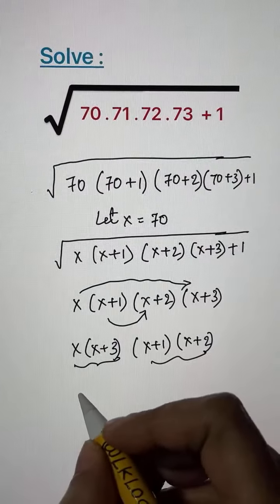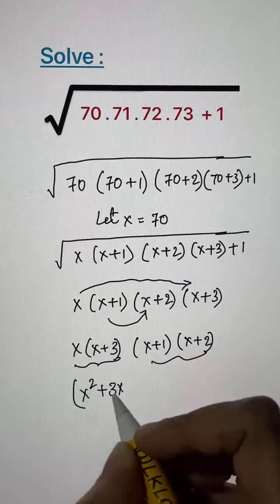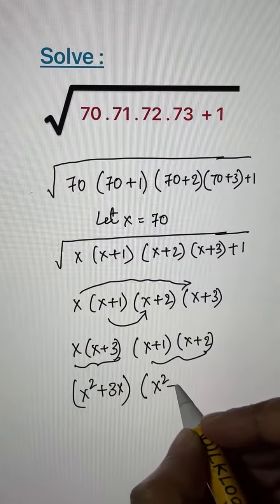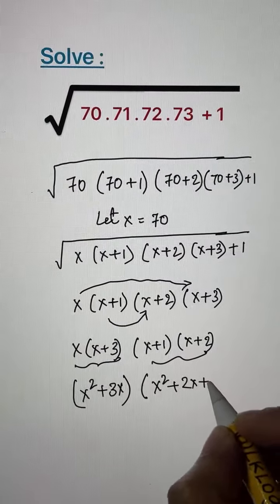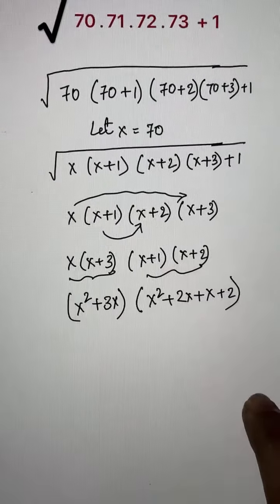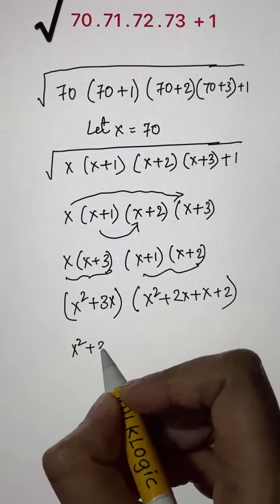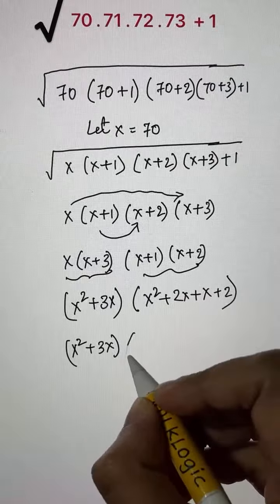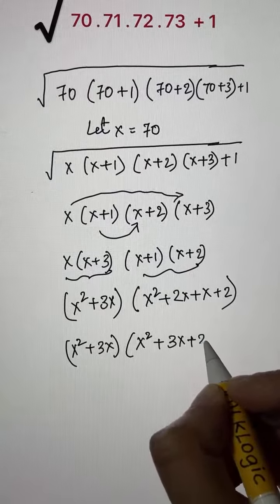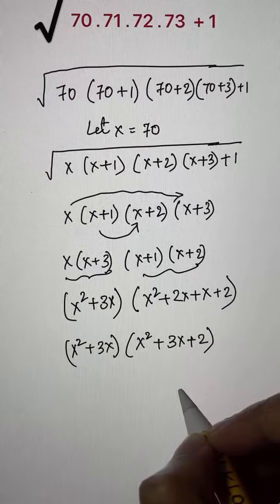Now I'll multiply this part and this part. So here I have x squared plus 3x. And what about this part? I have x squared plus 2x plus 1x plus 2. Let me write this down: x squared plus 3x, then x squared plus 3x plus 2. Easy.